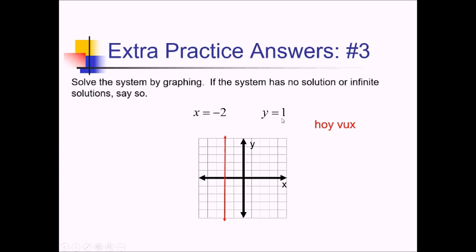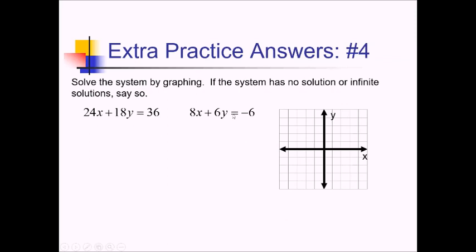And now y equals 1. Well, that's Hoy because it has the y in it. So that's a horizontal line where all the y values are 1. So that's this line right here. And it looks like these are crossing at negative 2, comma 1, which matches the x and the y value up there anyway. So that's the solution to this one.